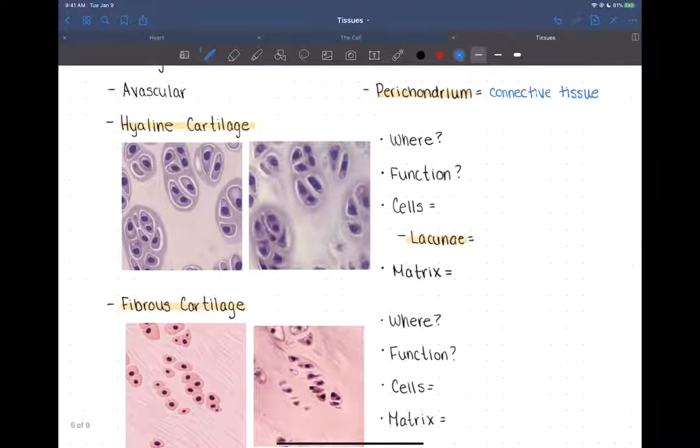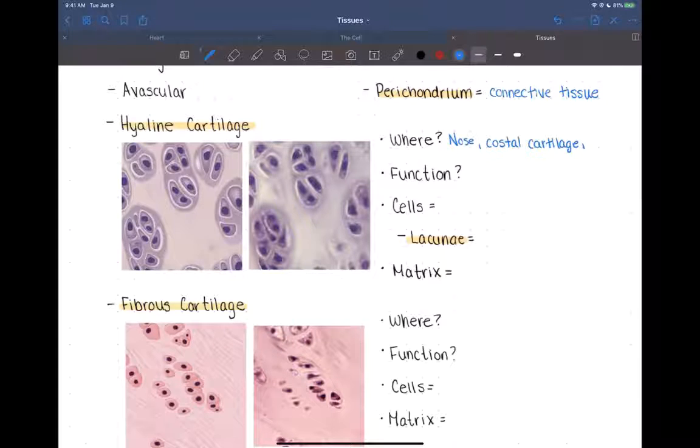Our first type is the most common in the body, and it's called hyaline cartilage. All right, so hyaline is the most common. You can find it in your nose, your costal cartilage, which is the cartilage that connects your ribs to your sternum. Right in the center, there's a little piece of cartilage that actually connects your ribs to your sternum, and that's called costal cartilage. That's made of hyaline cartilage.